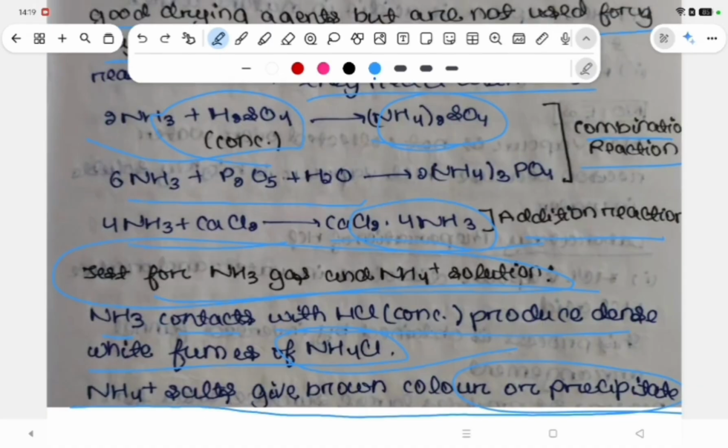Make sure to revise all the important chemical equations properly. Practice writing them without looking at your book, because in the exam equations are very important.